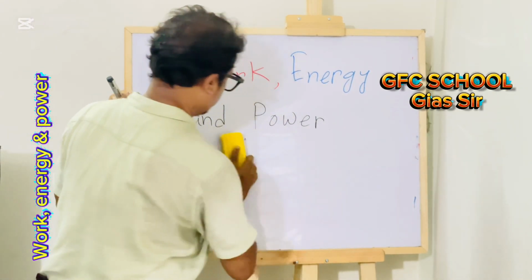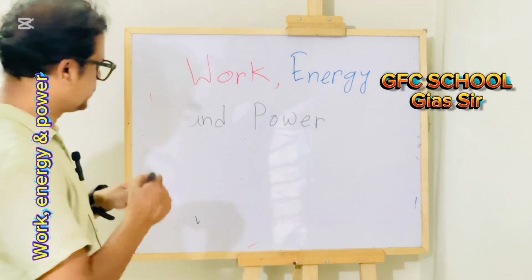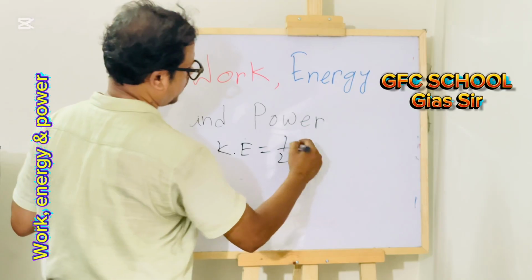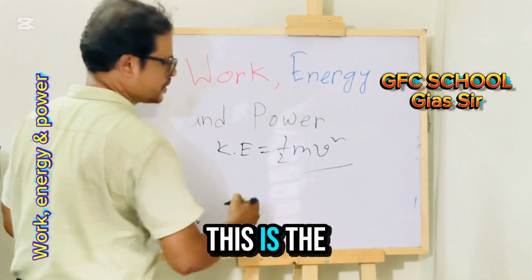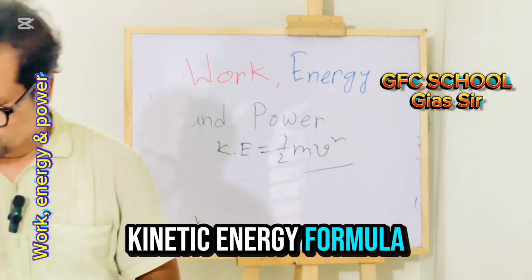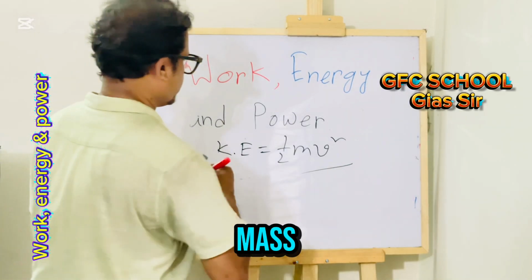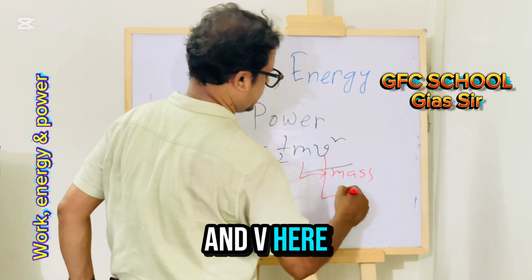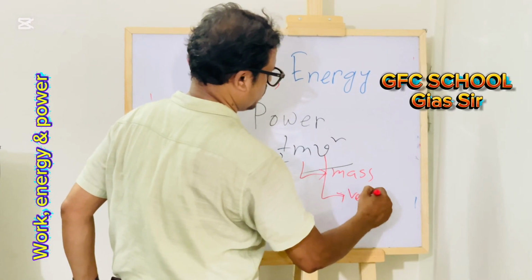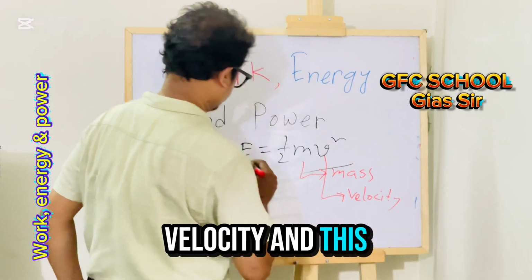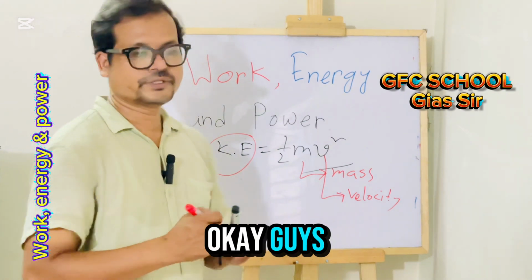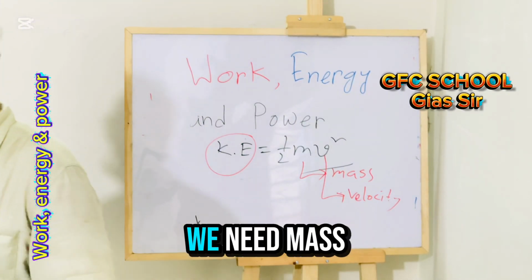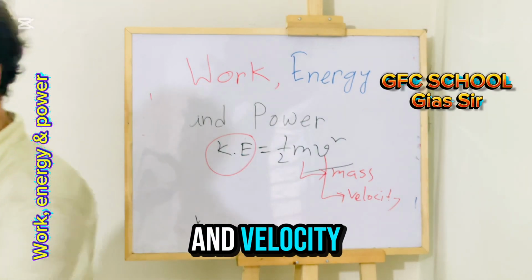Kinetic energy is half mv squared. This is the kinetic energy formula. Here m is mass, and v here is velocity, and this is kinetic energy. Okay, guys, for finding out the kinetic energy, we need mass and velocity.